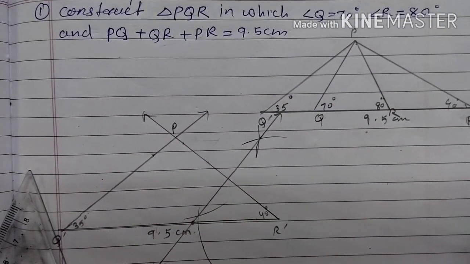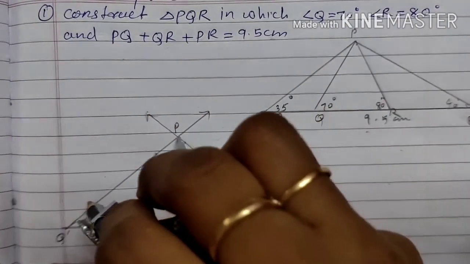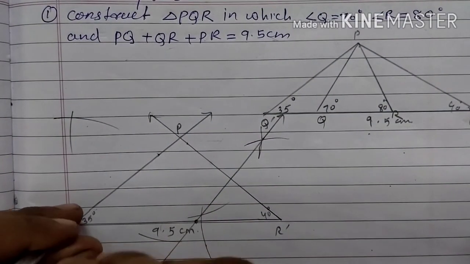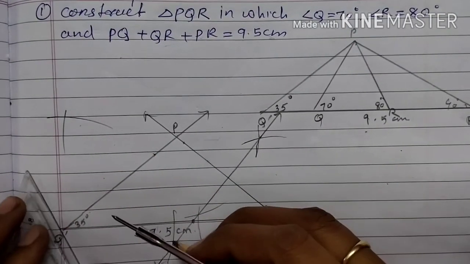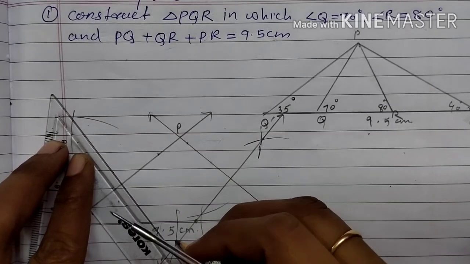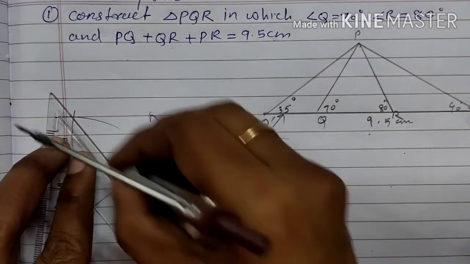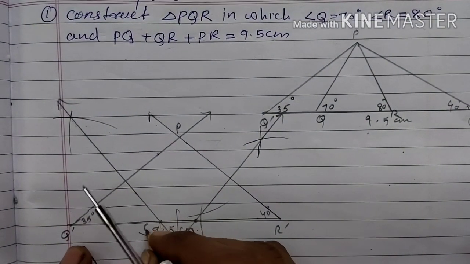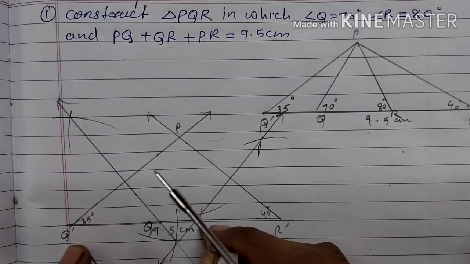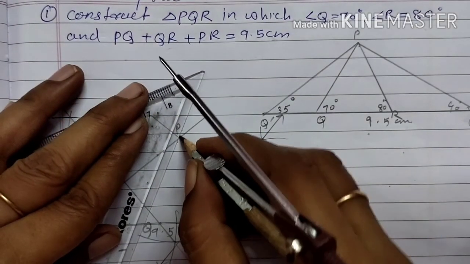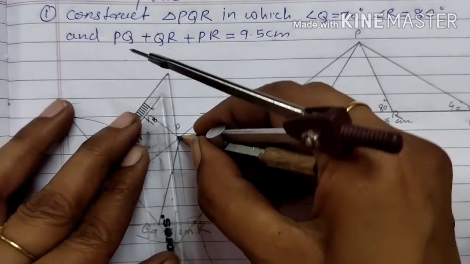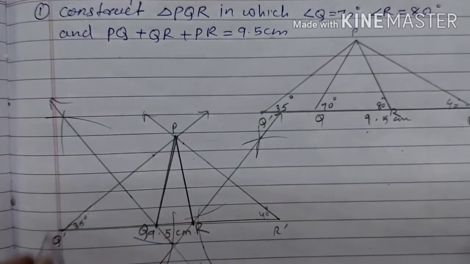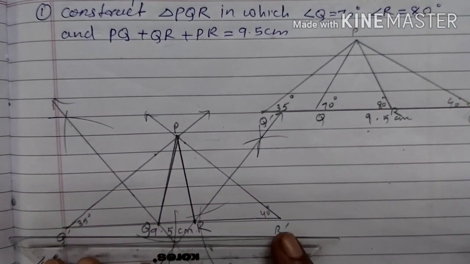This perpendicular bisector intersects base Q dash R dash at one point, that is your required point R. Now draw another perpendicular bisector of segment PQ dash in a similar way. Now this perpendicular bisector intersects the base at one point, that is your required point Q. Now join PQ and PR. So this is your required triangle PQR.